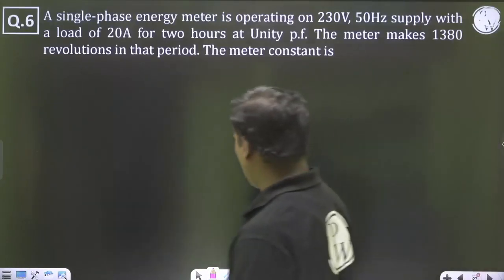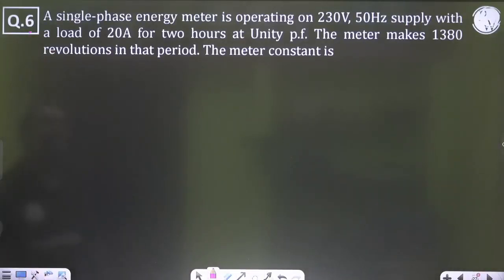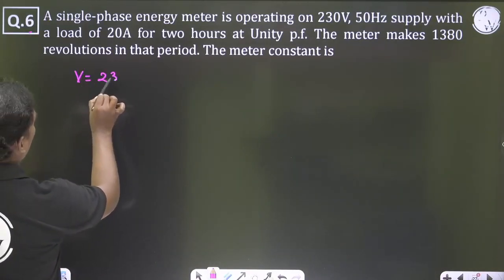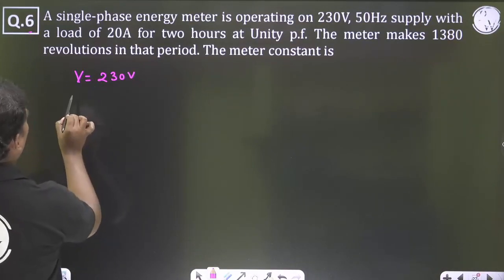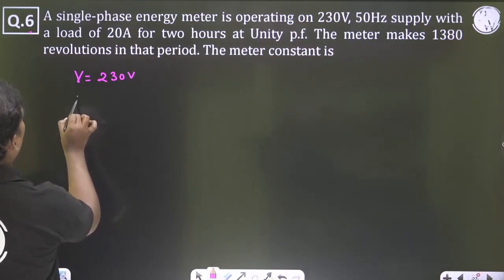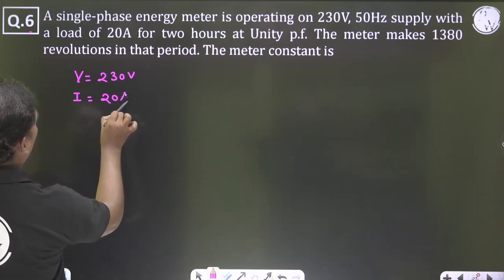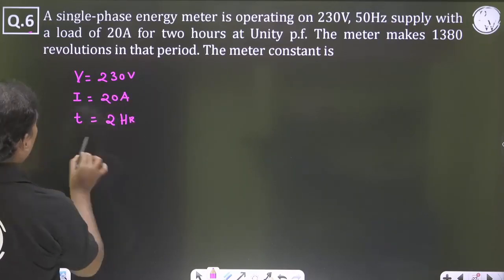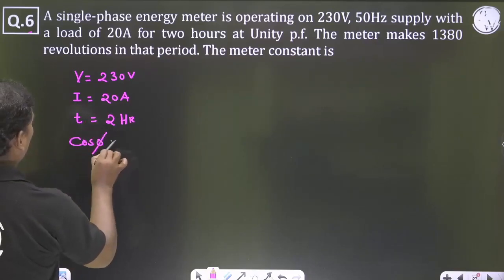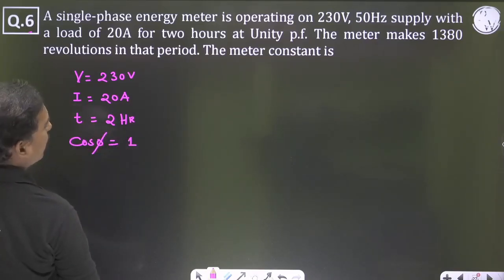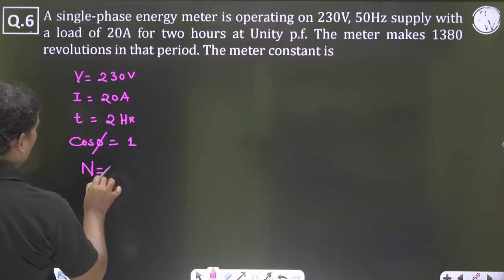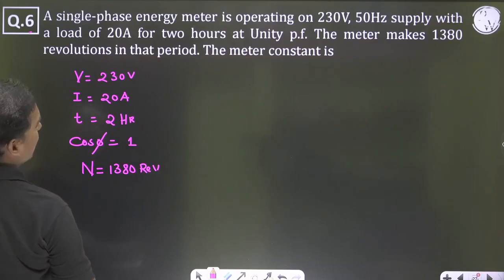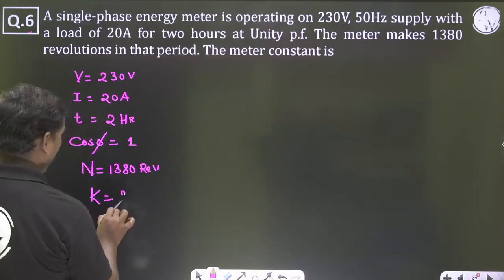Yeah, let us go for question number 6. A single phase energy meter operating on 230 volts, so V is equal to 230 volts, frequency is 50 hertz, with a load of 20 amperes, for 2 hours, time is 2 hours, at a unity power factor, cos phi is equal to 1. The meter makes 1380 revolutions. So N is 1380 revolutions. In that period, the meter constant K is equal to dash.